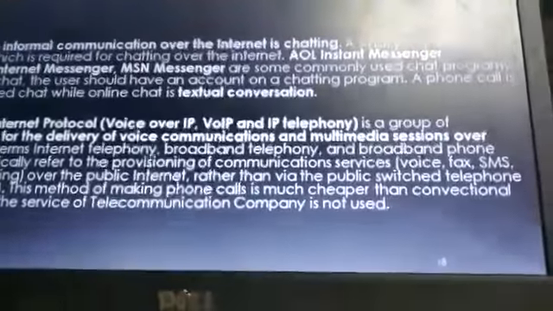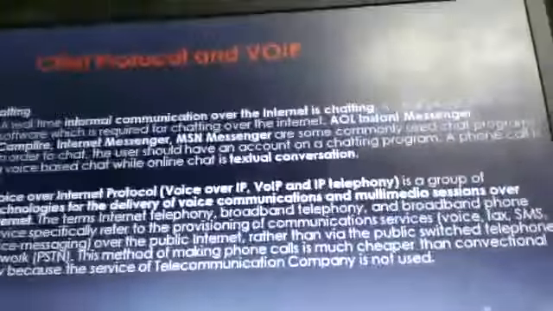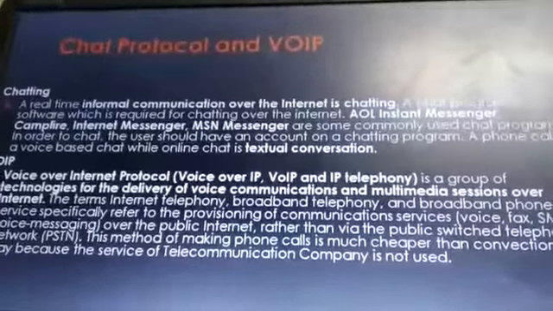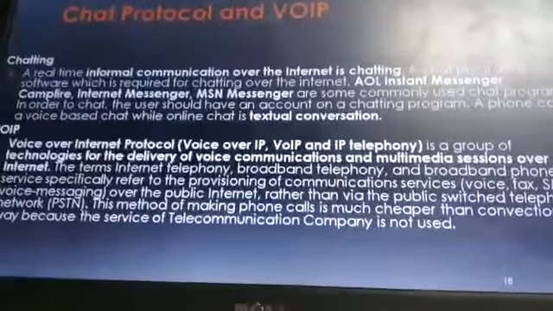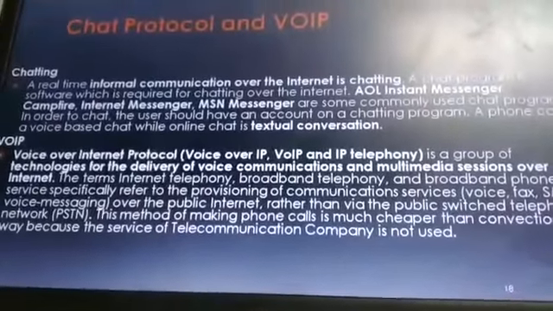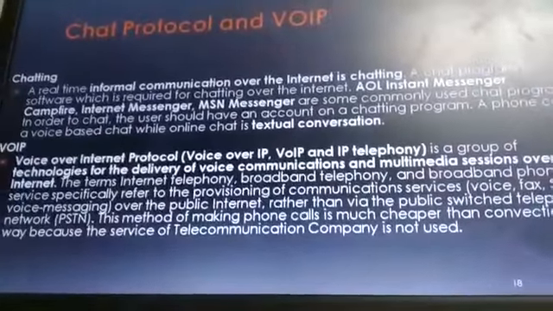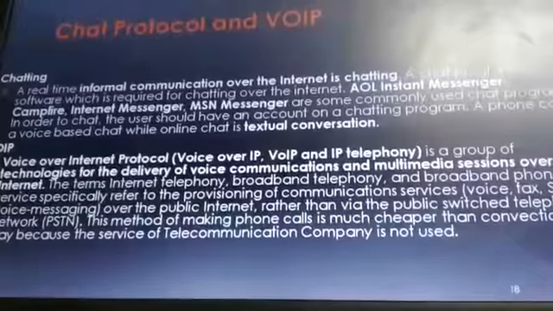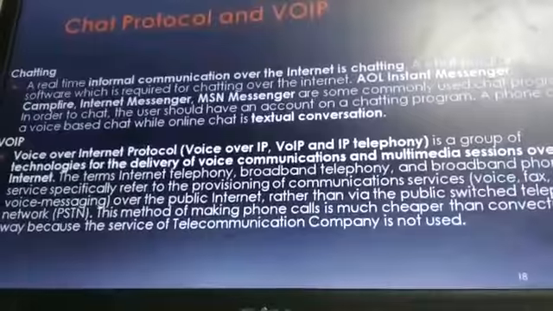And what is VoIP? Voice over Internet Protocol is a group of technologies for the delivery of voice communication and multimedia sessions over the Internet. So this is voice communication, VoIP. The terms Internet telephony, broadband telephony and broadband phone service specifically refer to the provisioning of communications services, voice, fax, SMS, voice messaging over the public internet rather than via the public switched telephone network.